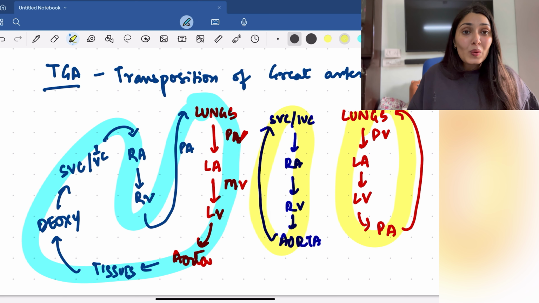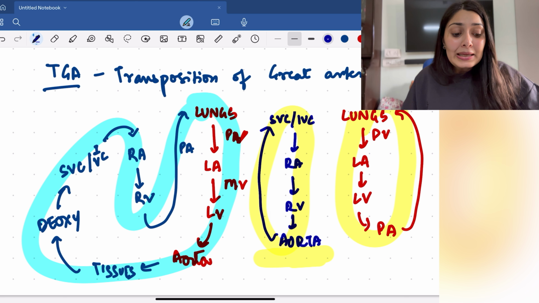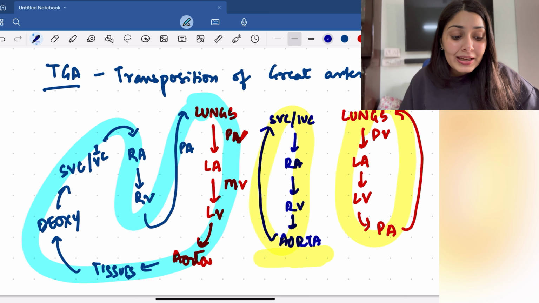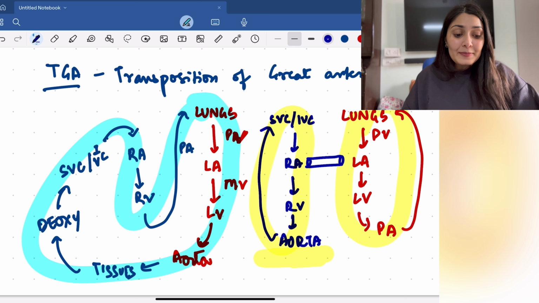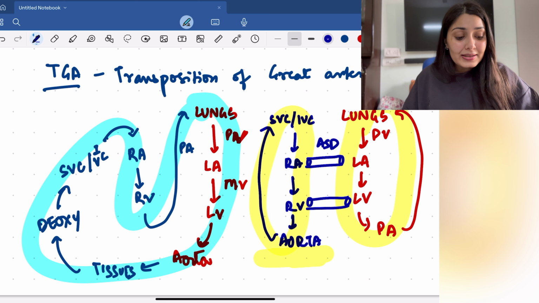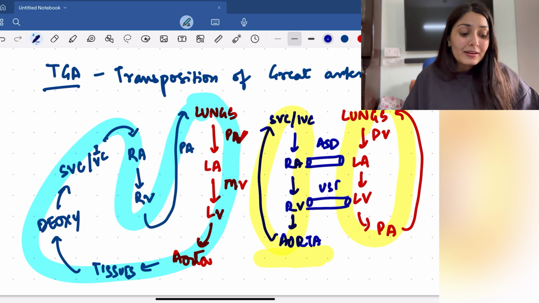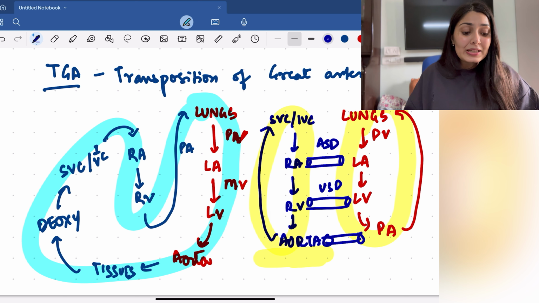So in this case, what would be the physiology? It is a cyanotic heart disease. My baby would be blue, right? And here for survival, I would need a connection. I would need some mixing of the blood to happen. This mixing could happen at the level of the atrium, that is through an ASD, right? It can happen at the level of the ventricles, that is the VSD, or it could also happen at the level of the great vessels, that is PDA, right?